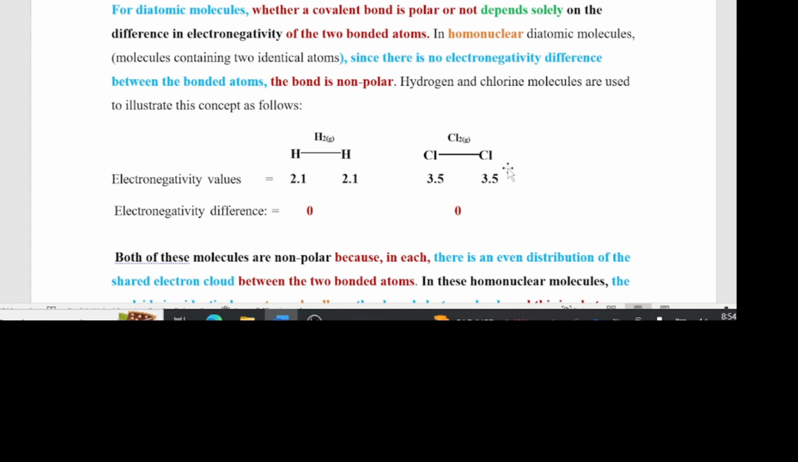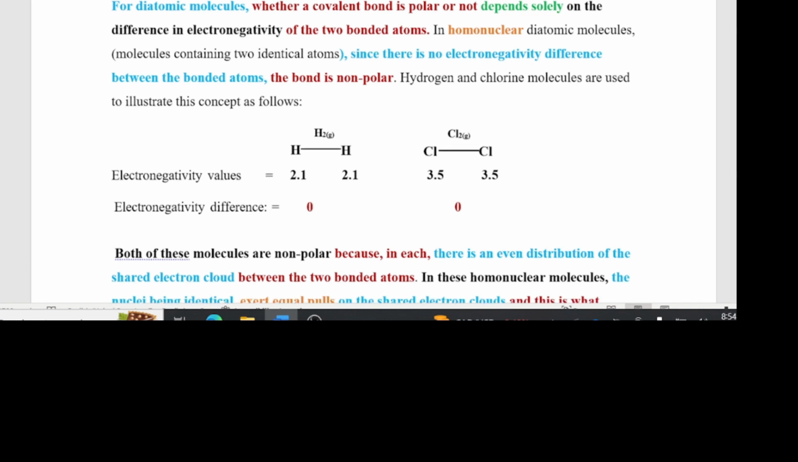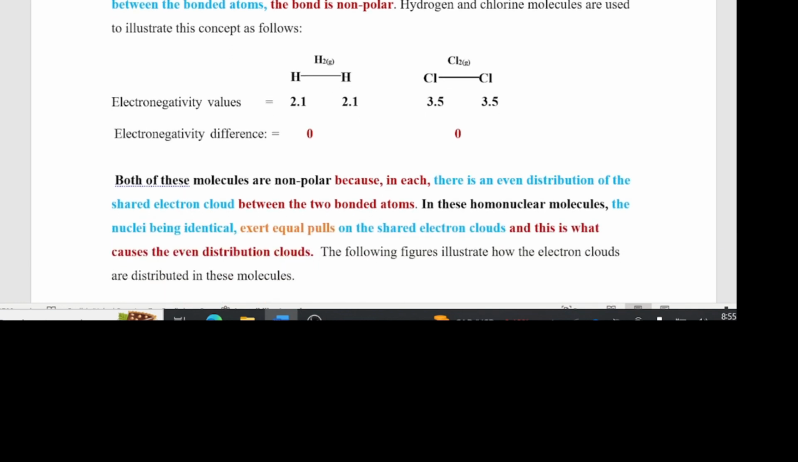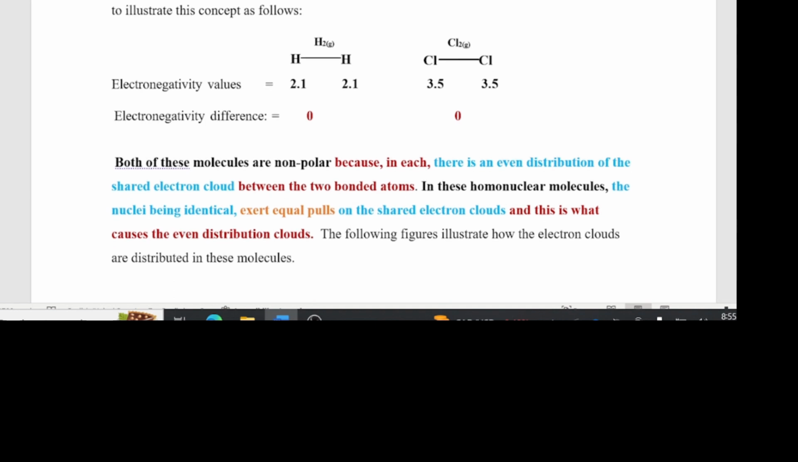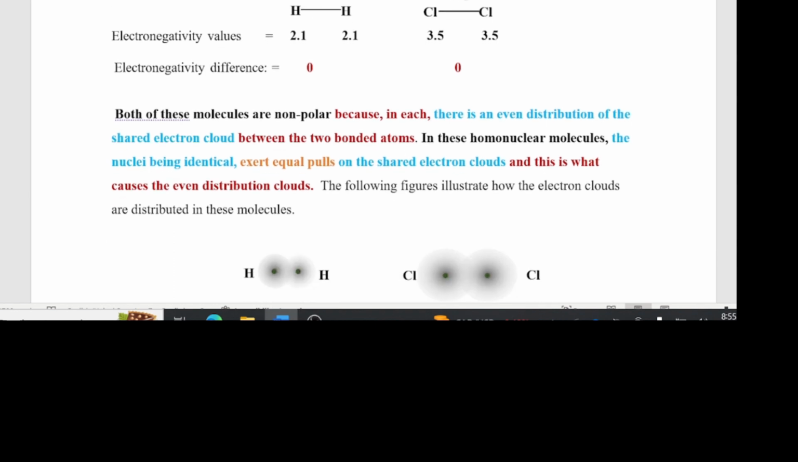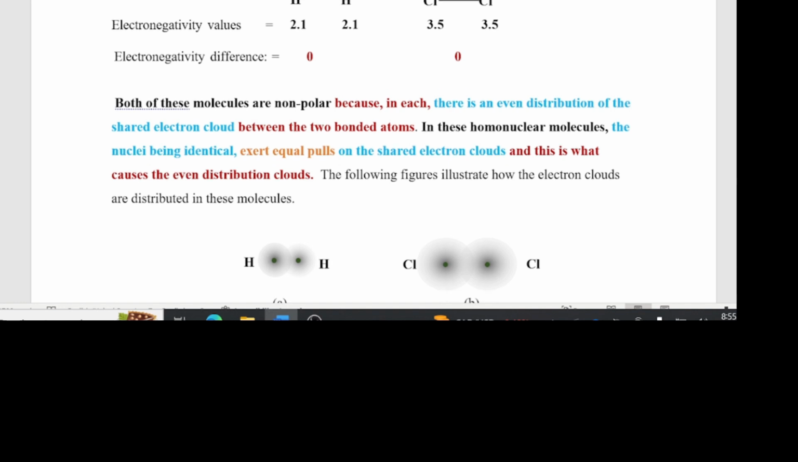Now the difficulty arises when you're dealing with other molecules that are not homonuclear. Alright, we come back to this concept of electron cloud again. That's why I'm introducing the idea of electron cloud, because that's the only way we'll be able to really get a good understanding of some concepts in chemistry. Both of these molecules are nonpolar because in each there's an even distribution of the shared electron cloud between the two bonded atoms. So this is being depicted here.